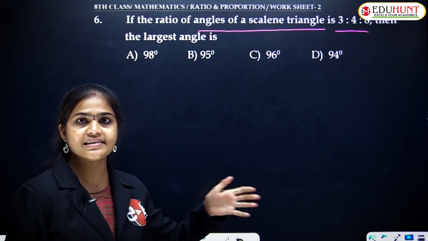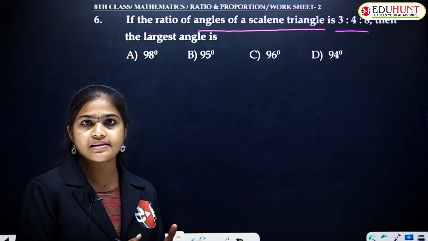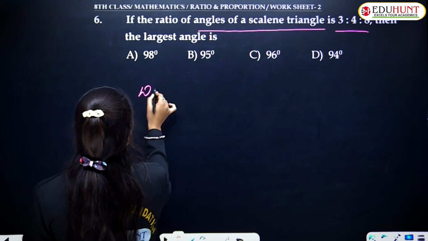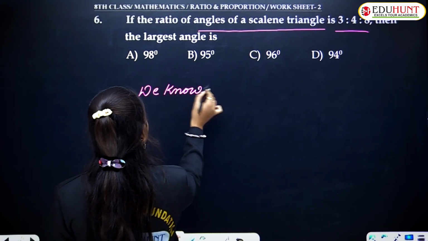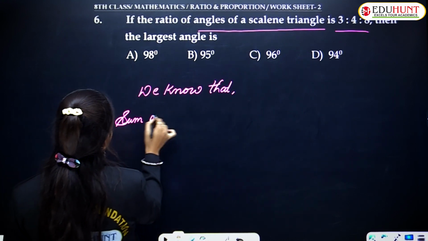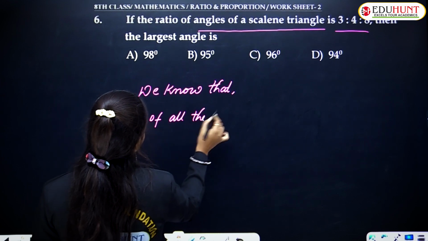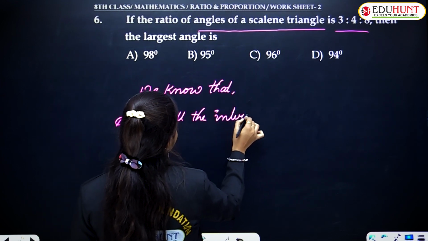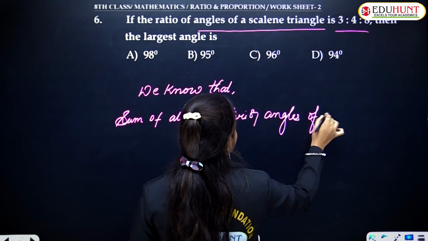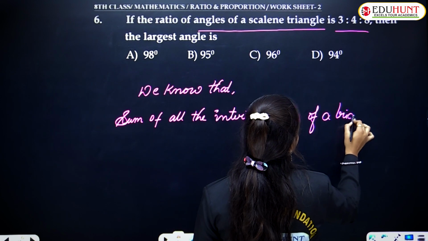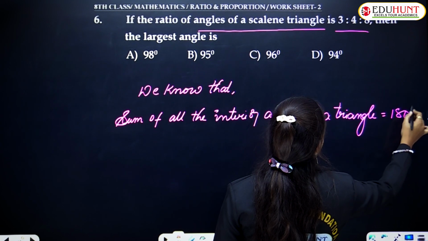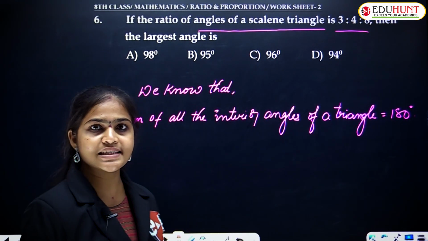So we know that a scalene triangle has different angles. No two angles are the same in a scalene triangle. We know that the sum of all the interior angles of a triangle is 180 degrees.